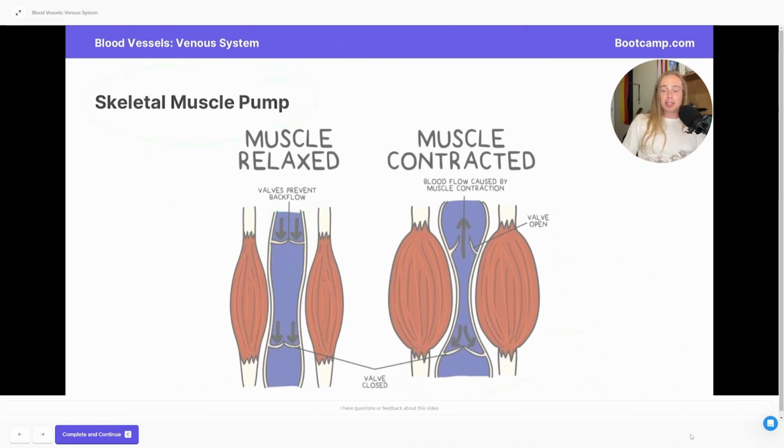As the gastrocnemius muscle contracts, it's going to squeeze on this vein and push our blood back up towards the heart. This image does a really great job at illustrating that even though some of the blood is pushed backwards, the one-way valve is going to prevent it from flowing too far back, so we end up with a net movement of blood going straight towards the heart.